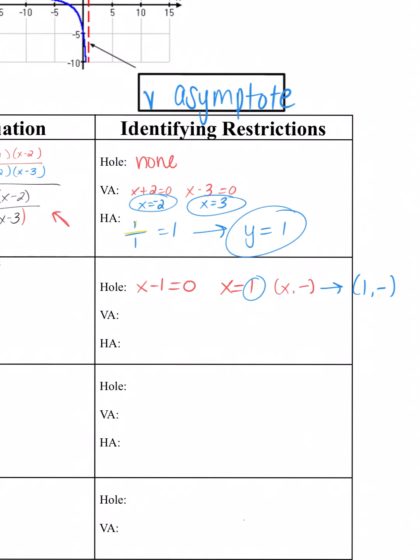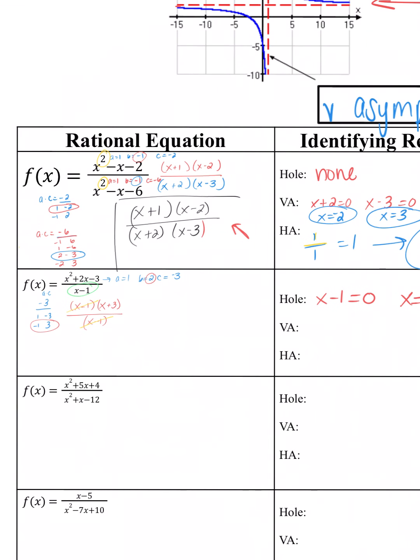Okay? Then my vertical asymptote is what is not canceled out in the denominator. In this case, there is nothing else left in the denominator. So I do not have a vertical asymptote. You can write none or just leave a dash. Okay?